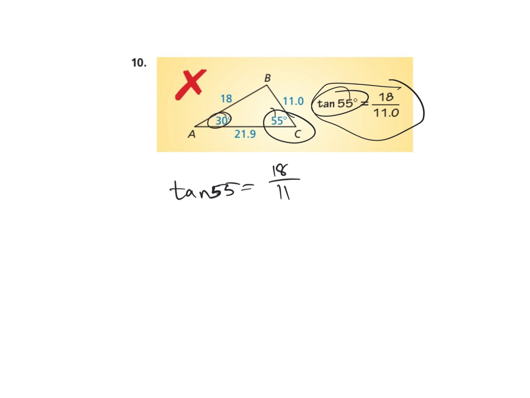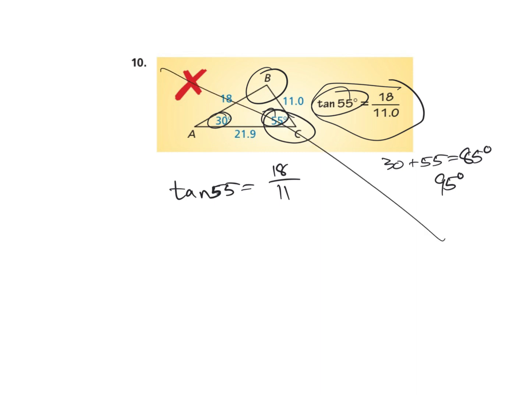So if we look at 30 degrees and 55 degrees, that makes up 85 degrees, which means angle B must be 95 degrees, not a right angle. And so SOHCAHTOA and tangent only works if you have a right angle. So there's no right angle in problem number 10. So this cannot be done at all.